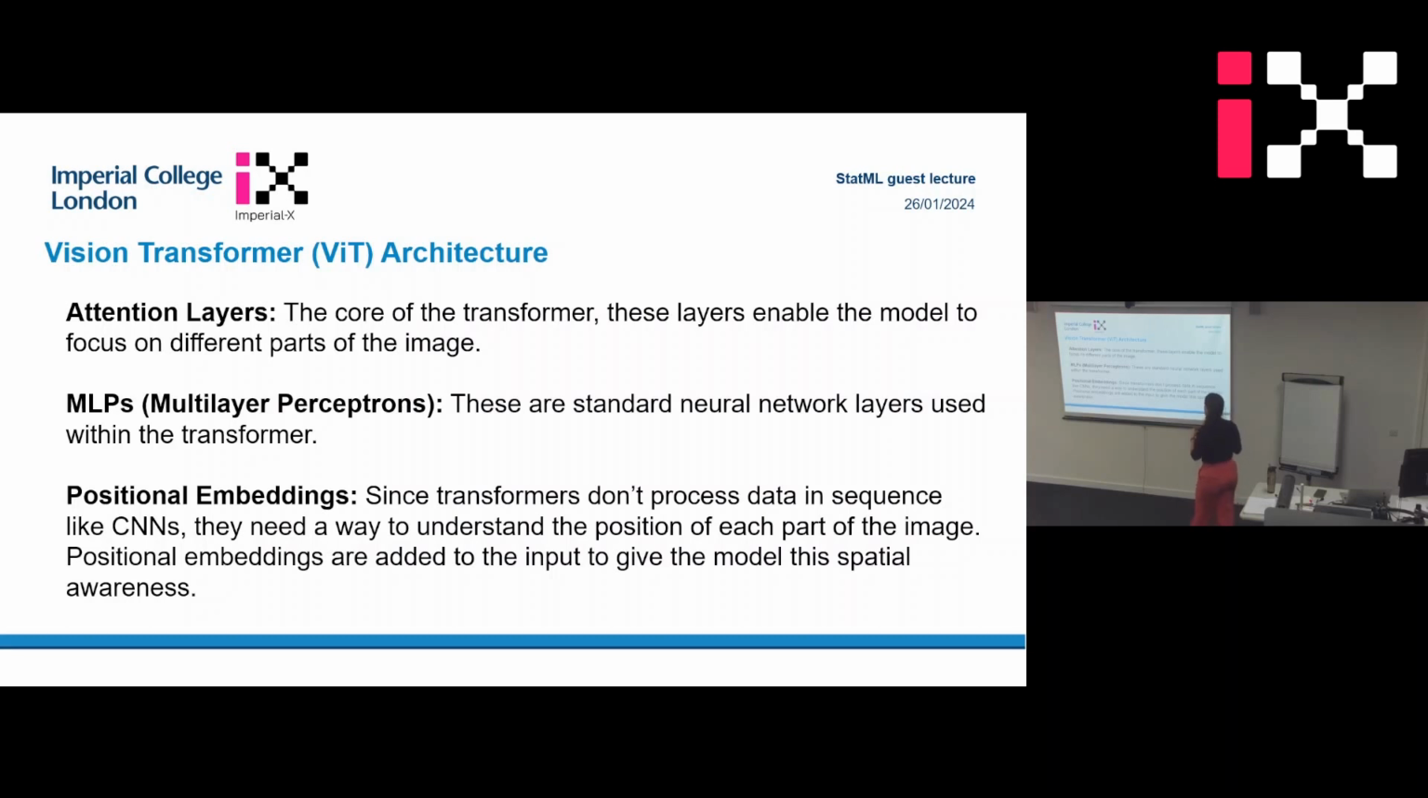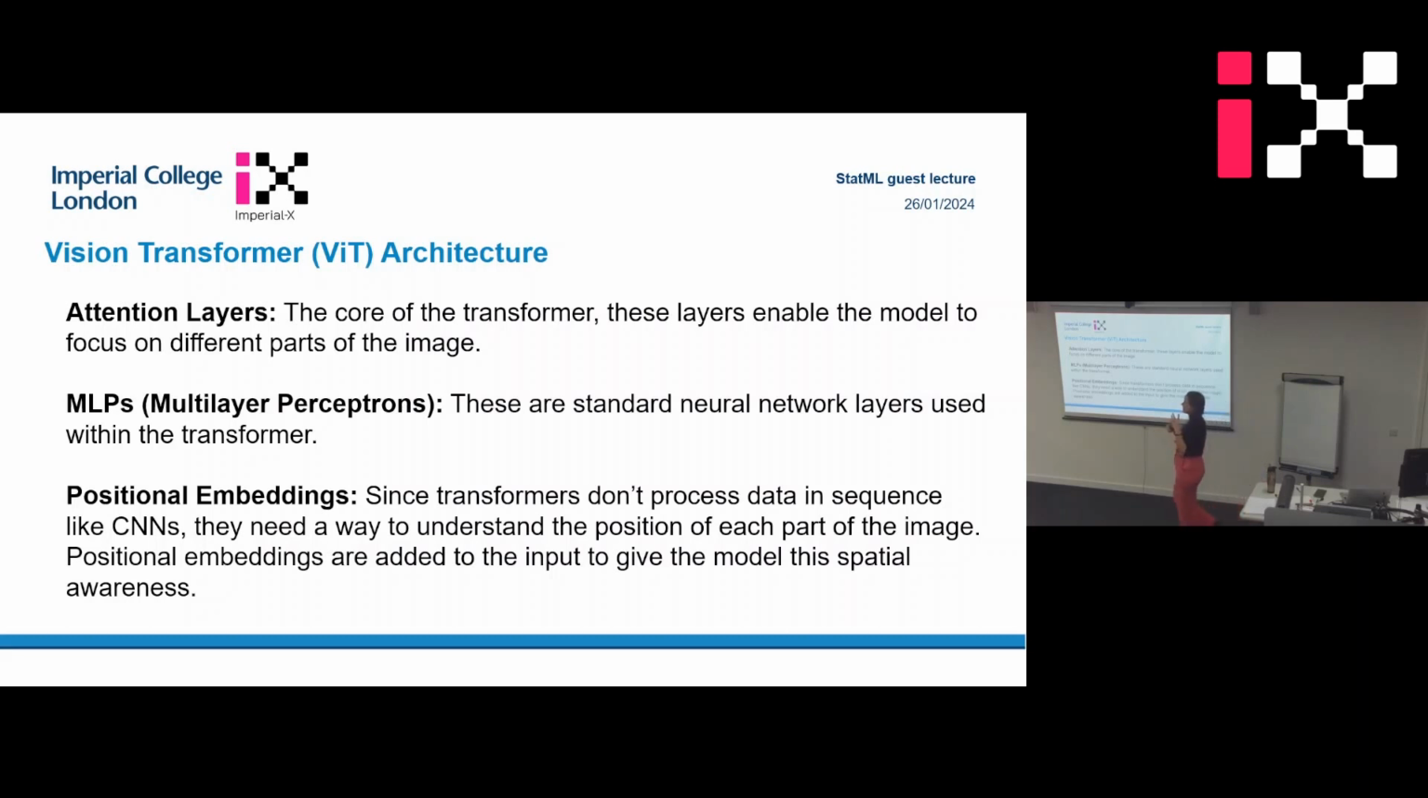Okay, another type of architecture is vision transformers. I think transformers became very popular with large language models like ChatGPT. The basic idea is that you have these attention layers where you're telling the network what part of the image it should be looking at. You also have multi-layer perceptrons, which are just your standard neural network layers. And then you have positional embeddings.